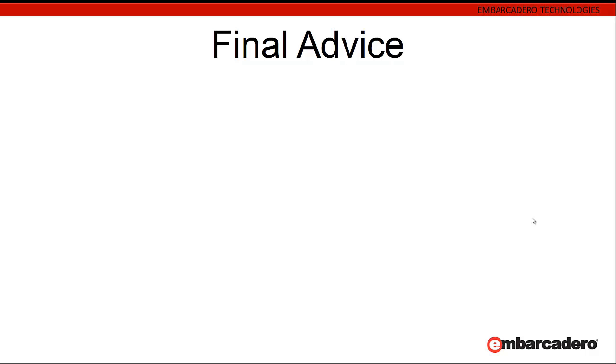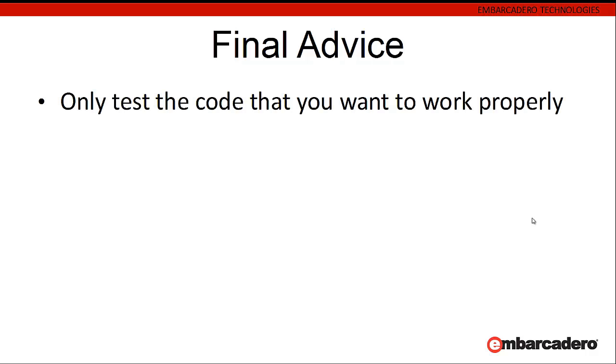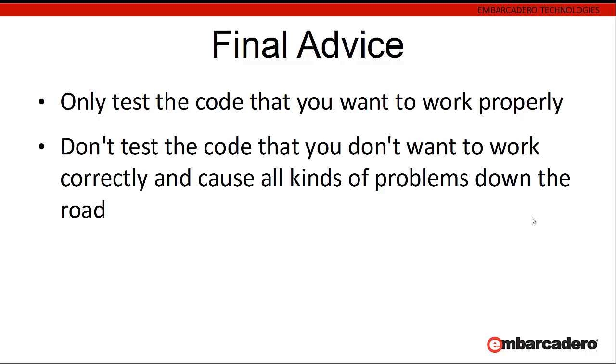So here's my final advice before we head off to look at code. First, only test the code that you want to work properly. If you want your code to work properly, test it. And then don't test the code that you don't want to work correctly and cause all kinds of problems down the road. If you've got some code that you don't care about, that you don't care if you have to maintain it, you don't care about causing problems down the road, having it quickly become legacy code, unfixable, unmaintainable, then don't test it. Don't bother writing unit tests for it.